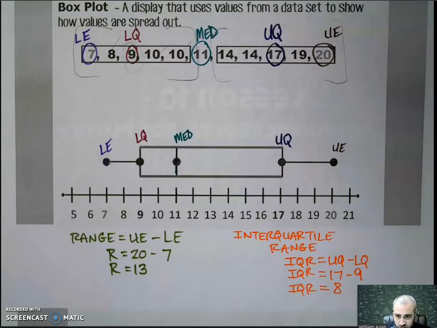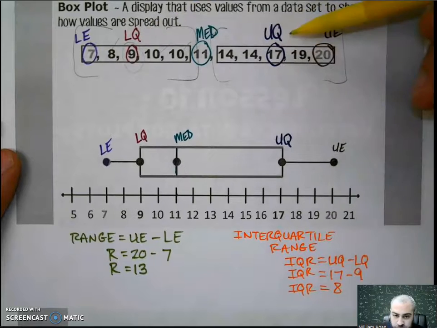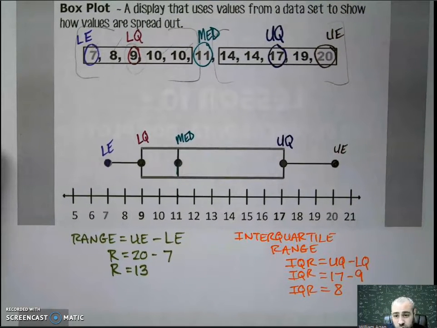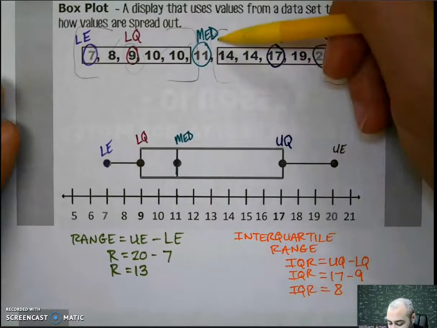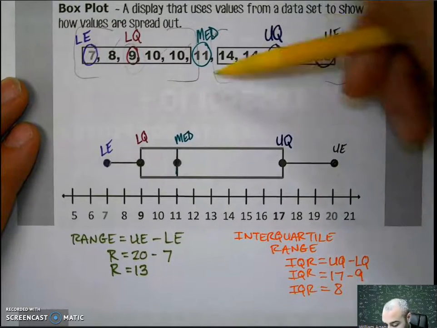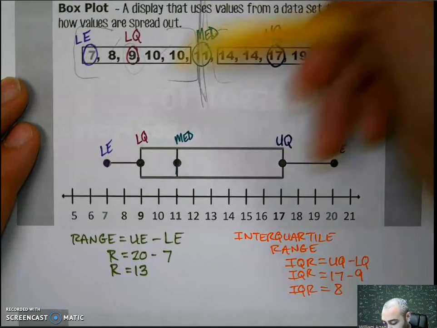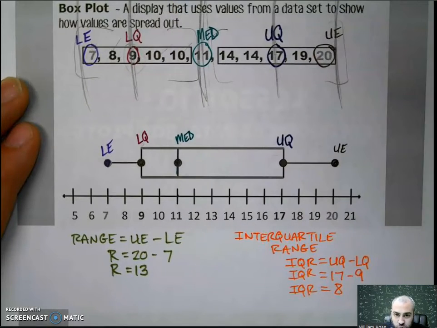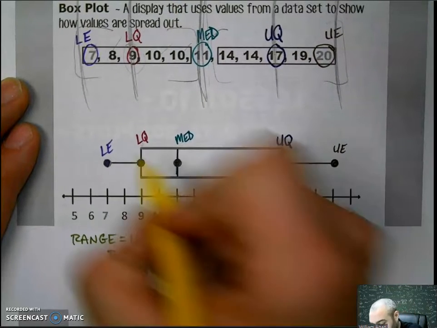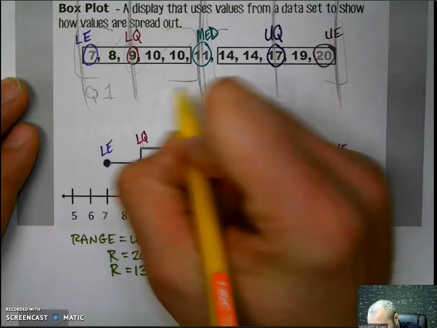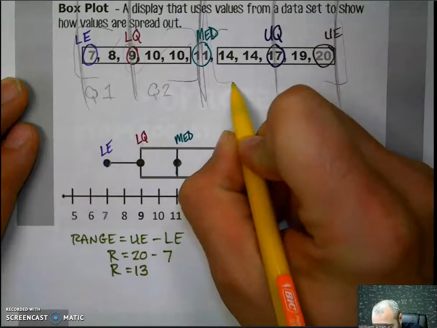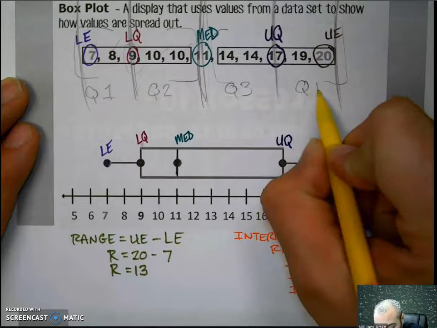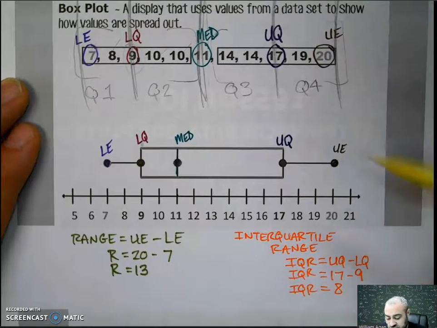Now, there's one other thing that you may see. Lower quartile and upper quartile. Sometimes they call those the first quartile and the third quartile. The reason? Sometimes people break this into 4 sections. Right here at the median, right here at the lower quartile, and right here at the upper quartile. Okay, so those 4 sections are the quartiles. So they may say that this is quartile 1, quartile 2, quartile 3, and quartile 4. So that's where these names come from.